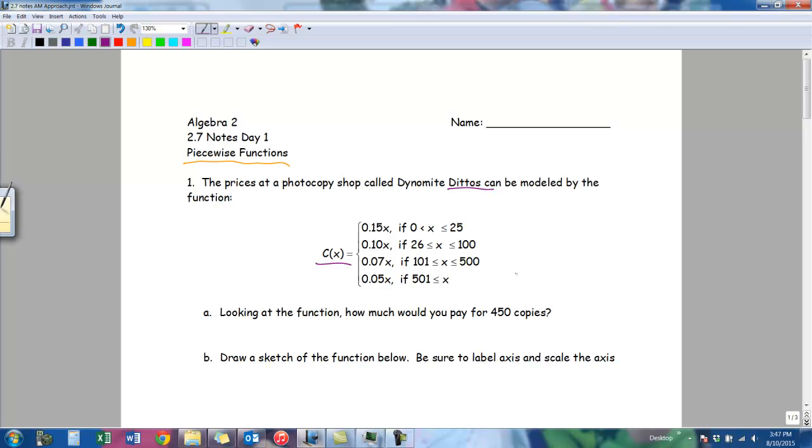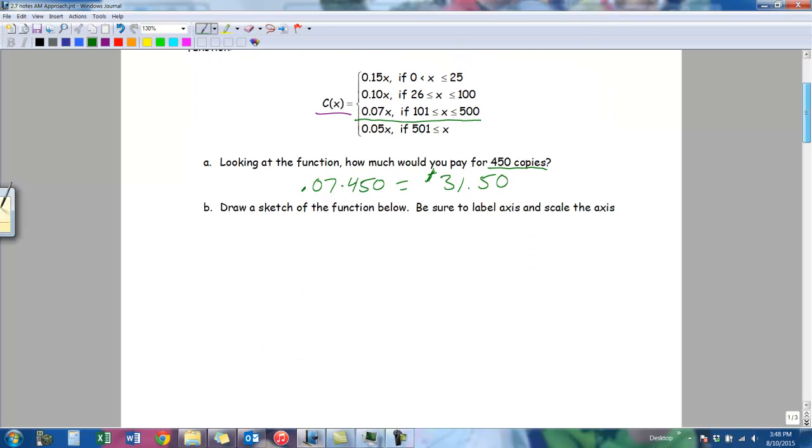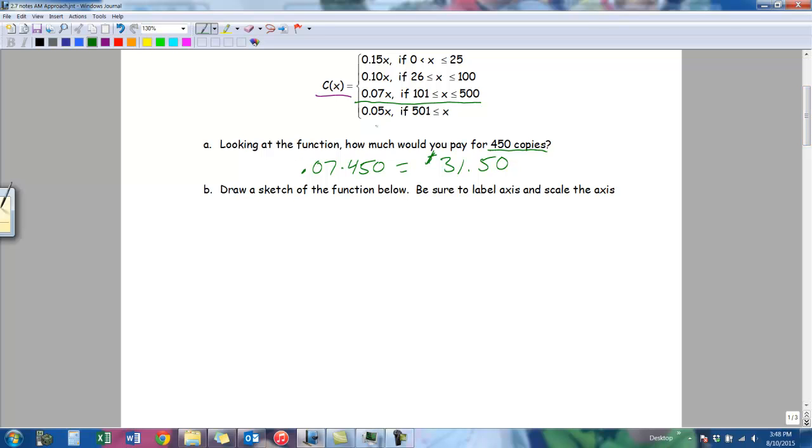7 cents if you buy between 101 and 500, and 5 cents if you buy more than a ream of paper, or 501 copies. So part A, go ahead and answer part A real quick. Hopefully you found that 450 copies falls within this criteria. So 0.07 times 450 is, hopefully you got $31.50.